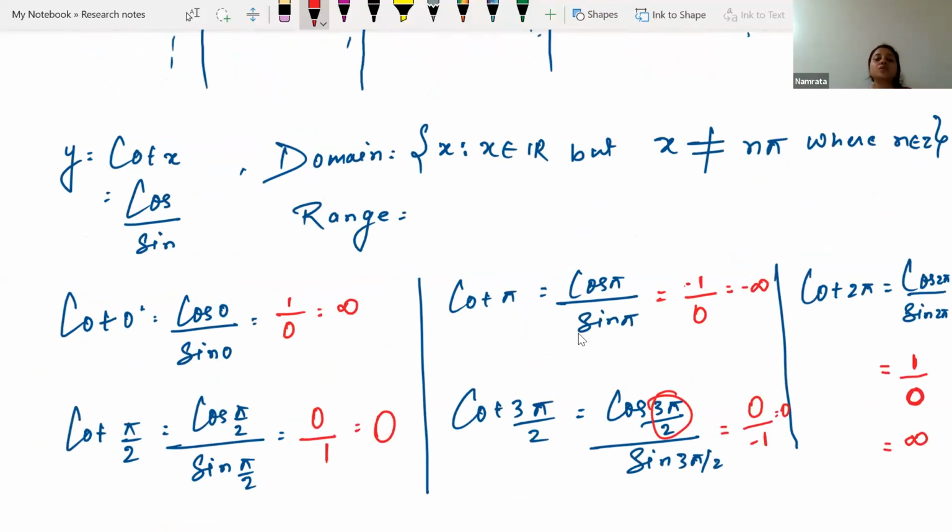What will be the range? Range will be all real number. Why? Because you can see the values we are getting, it is going sometime plus infinity, it is going sometime minus infinity. So everything in between plus infinity to minus infinity, all are real number only. That's why the range of this cot x will be all real number. Is it okay?